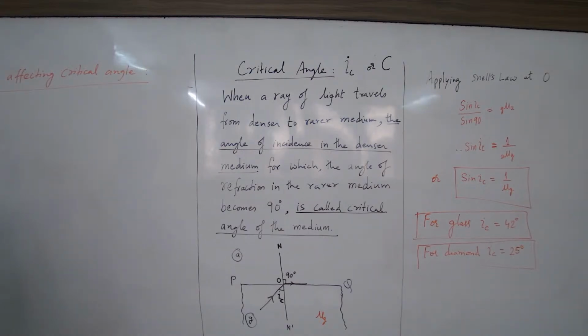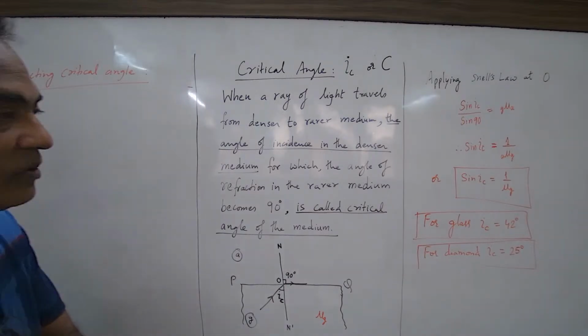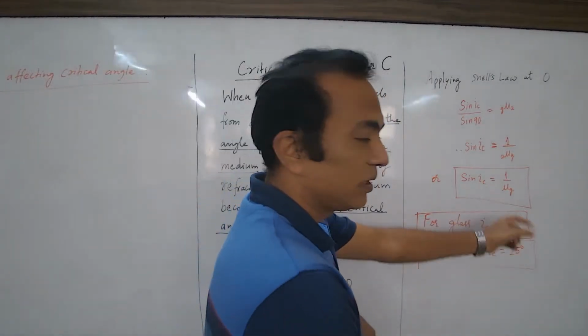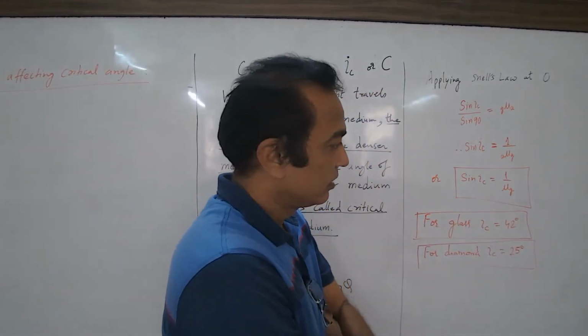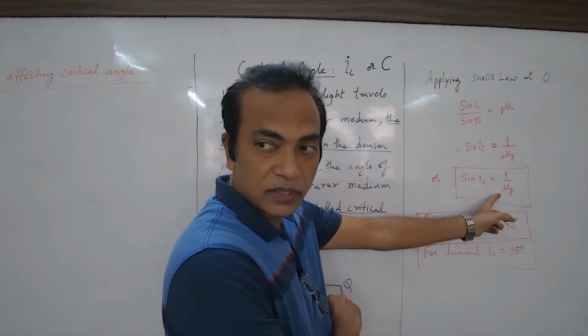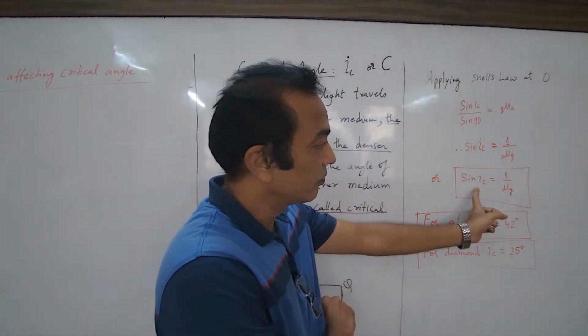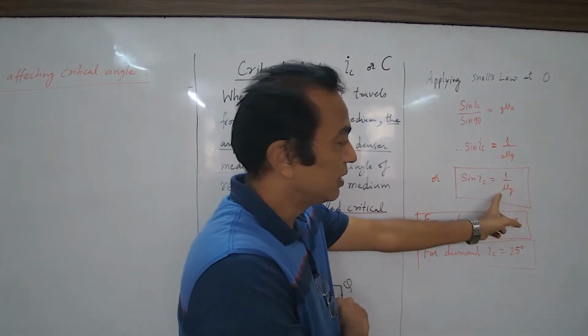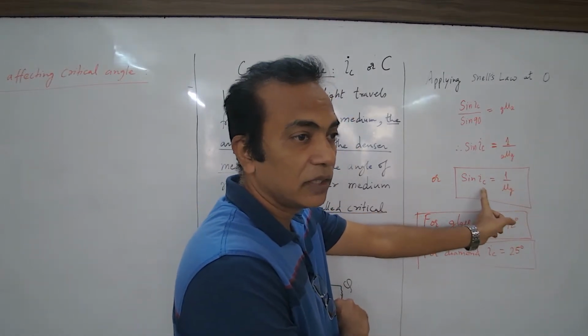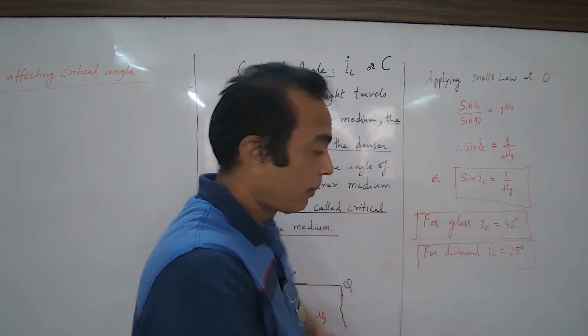Temperature, color, right? So what happens if the wavelength of light increases? Then the refractive index decreases. That means the critical angle increases. Wherever the refractive index increases, the critical angle will decrease. Is that clear?